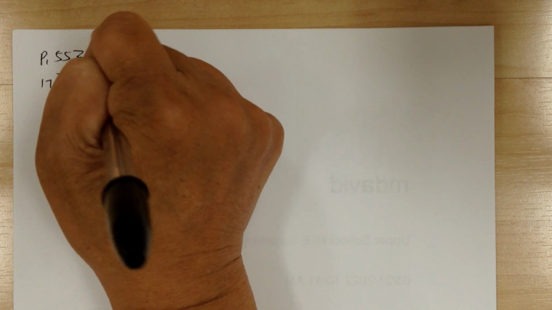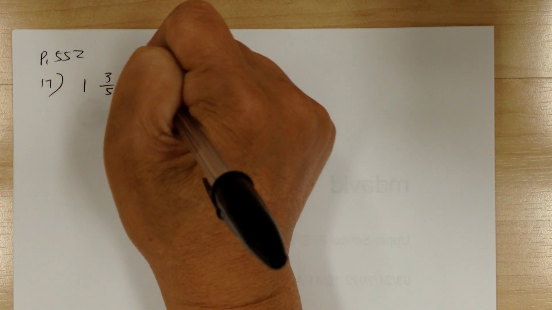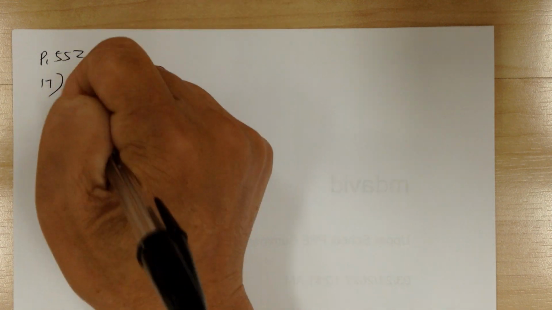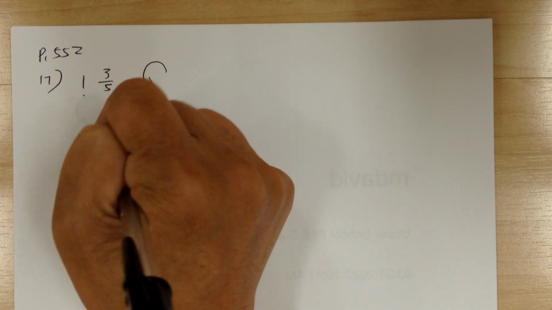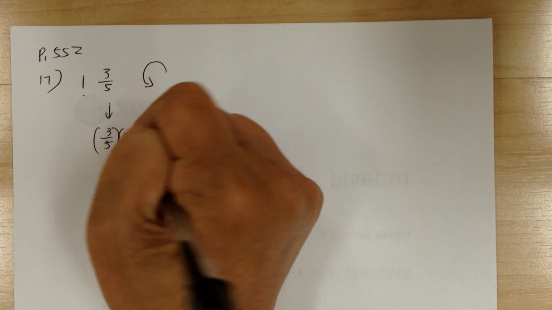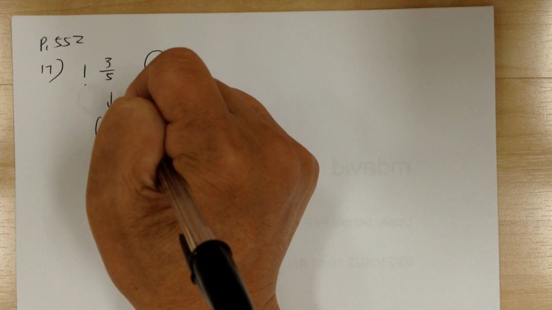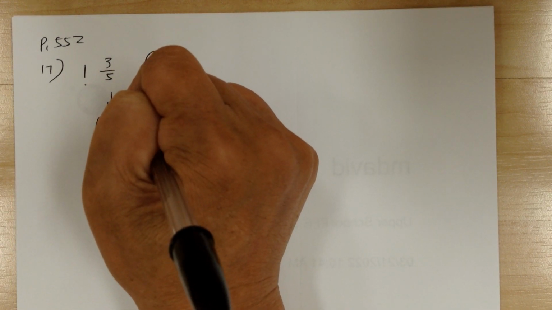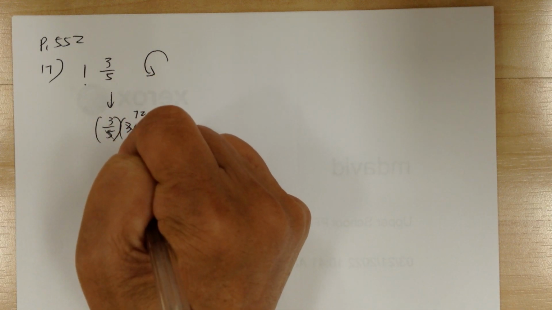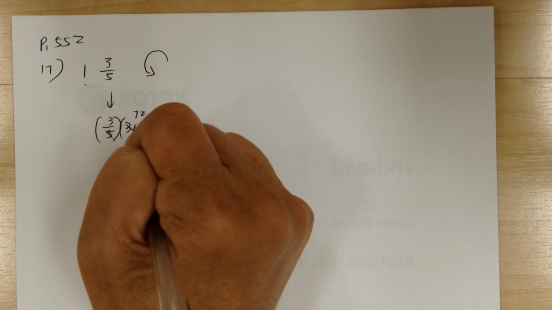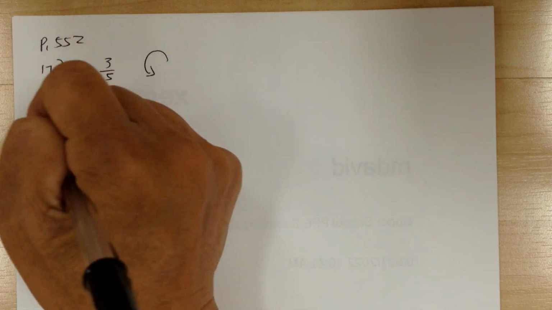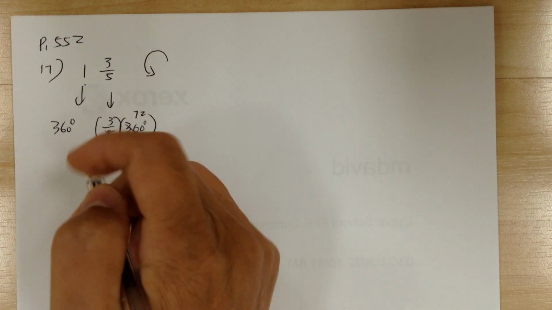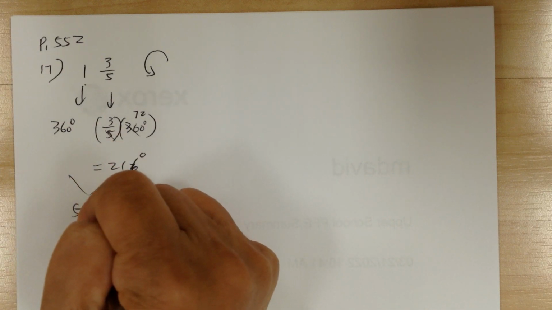Number 17: 1 3/5 counterclockwise revolution. So this is going to be one circle, so let's just focus on the 3/5 part over here. 3/5 of a circle, again, you multiply by 360. So this would be 72. And one revolution is 360, right? So this total will give you 576 degrees.